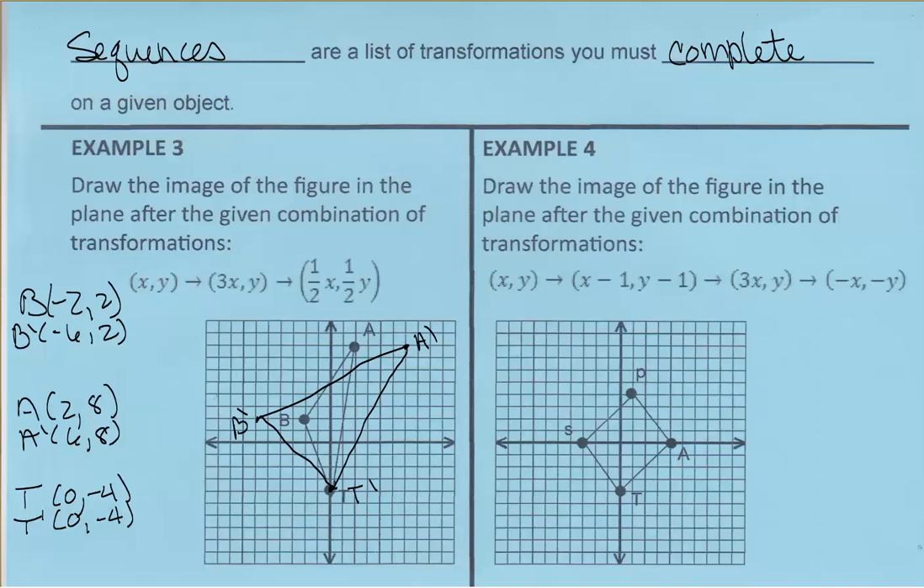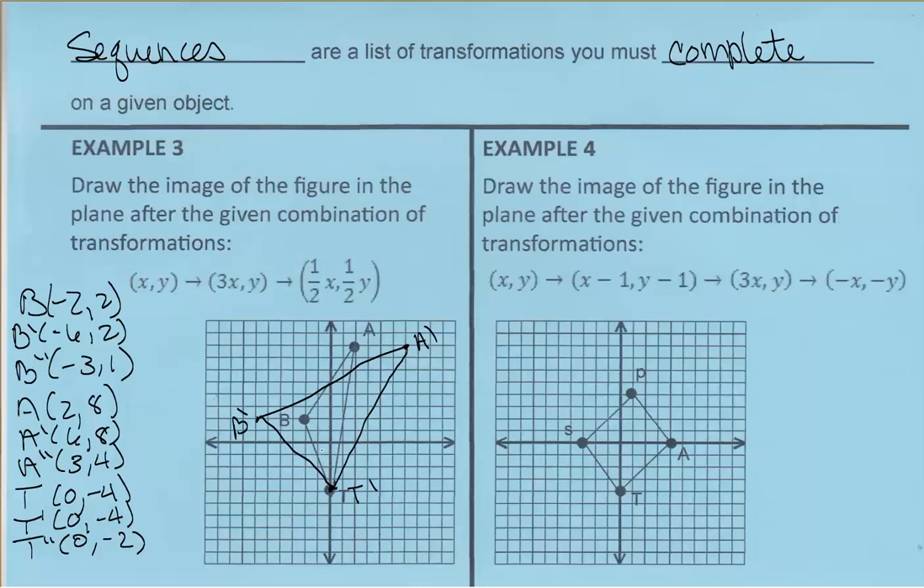And then we're going to split everything by a half. So B double prime is -3, 1, because half of -6 is -3, and half of 2 is 1. A double prime is 3, 4, because half of 6 is 3, and half of 8 is 4. And T double prime, half of 0 is still just 0, and half of -4 is -2.